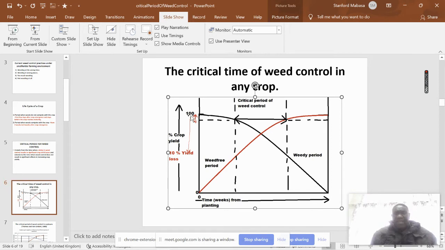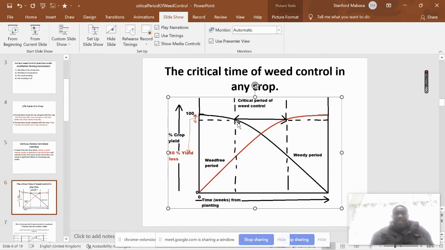If there's no interference, it can reach 100%. Now, as a farm manager, you may say probably 10% yield loss may not be much in terms of yield loss. We can mark it on the graph and draw a straight line. Now, when that straight line crosses the weed period curve, that marks the beginning of the critical period for weed control. And when it crosses the red line, that is the weed-free period, that marks the end of the critical period for weed control. And we have put these arrows to indicate this period.